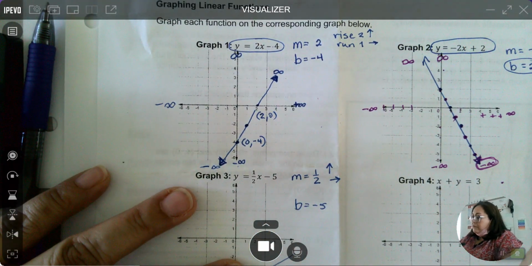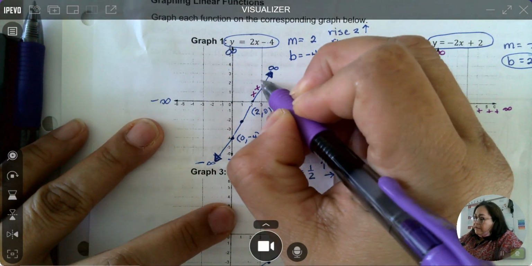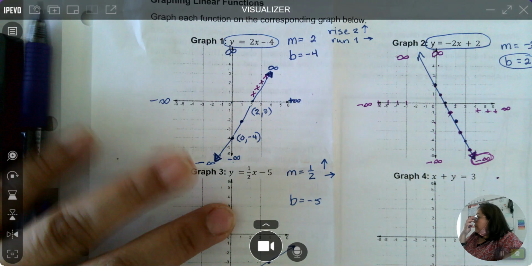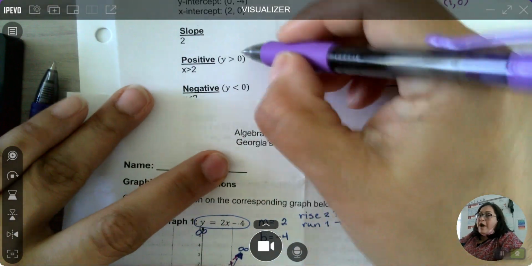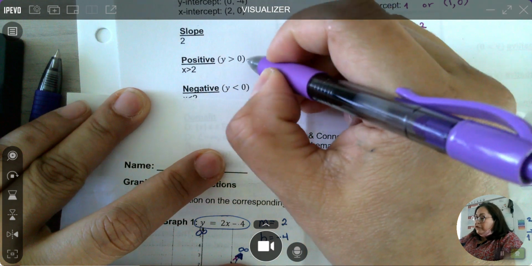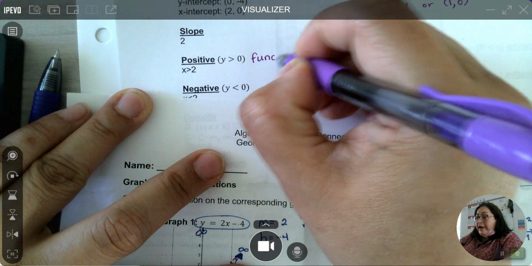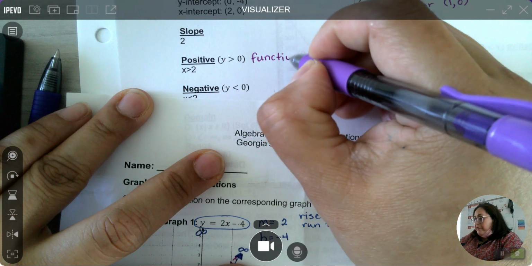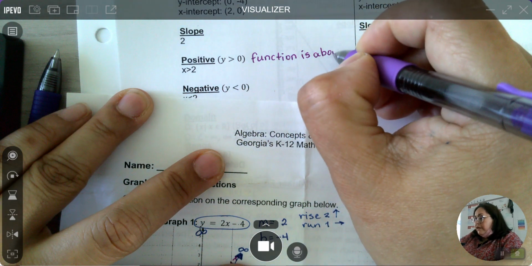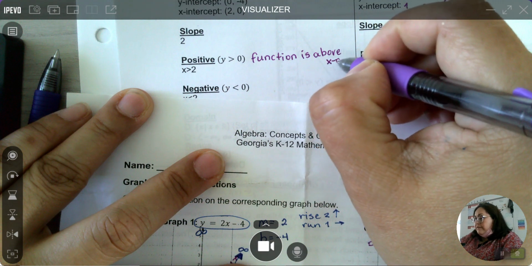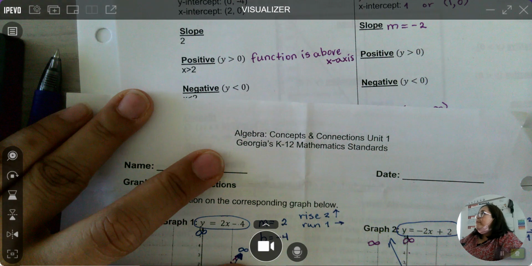So technically speaking, you're going to get positive y's, or y's greater than 0, when the function is above the x-axis. I'm breaking it down for you. The function is above the x-axis. Your y values will be positive when the function is above the x-axis. Make sense?